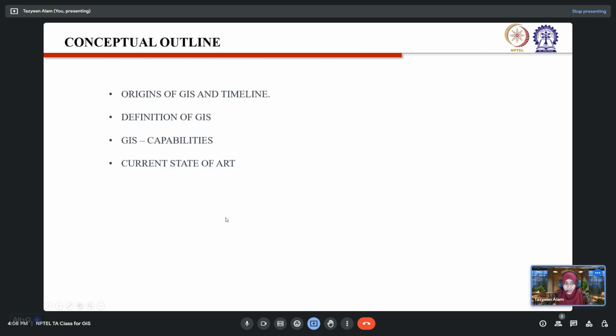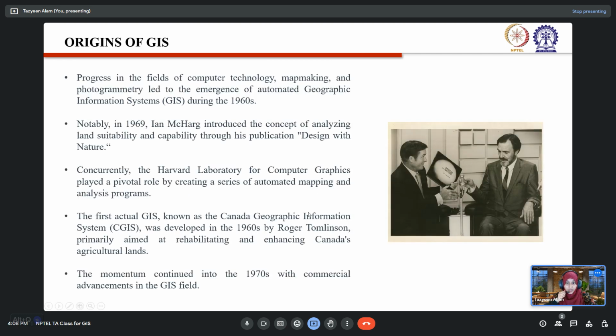So for today's class, we are going to cover these four broad topics. First, we will be talking about the origins of GIS and the timeline, how it evolved. Second, we are going to learn more about the definition of GIS. Then we will learn about the capabilities of GIS and the current state of the art of how GIS is being utilized. So let's talk about the origin of GIS.